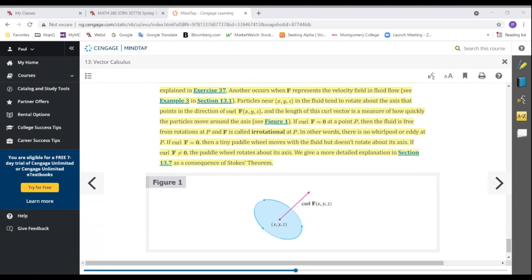They note that if the curl of your vector field F equals the zero vector at a point P, then the fluid is free from rotations, and we call the vector field F irrotational at P. In other words, there's no whirlpool or eddy at that point P. If you were to put a little paddle wheel about that point, the paddle will move with the fluid, but it doesn't rotate. I'm going to do an example to help you see this.